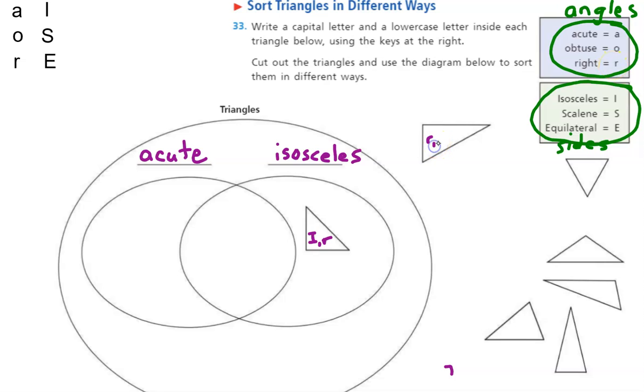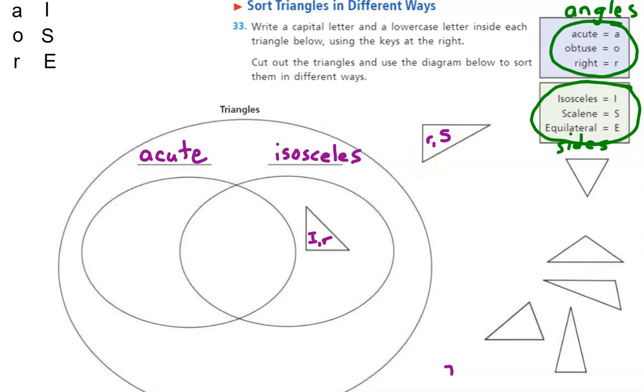But now I need to figure out its side's name. So it's either going to be isosceles, meaning two sides are the same length, scalene, because none of them are the same length, or equilateral, because all three are the same length. Well, I can tell you guys now, this side is not the same length as this one. So this is actually going to be a scalene triangle.